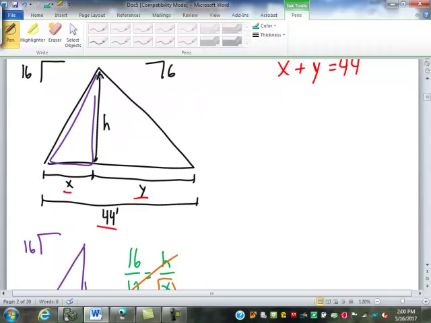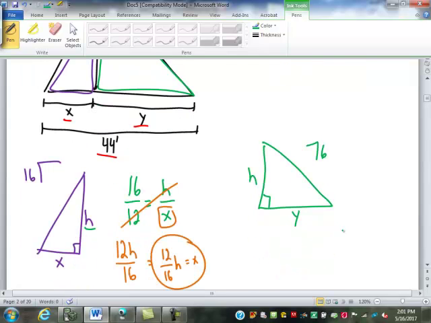I can do the same thing on this other side here. This is still h, and this is now y down here, and it's a 6 over 12 slope. So I know that 6 over 12, h is my rise, y is my run. This time I'm going to solve for y. So 12 times h is 12h divided by 6. Well, 12h divided by 6 is just 2h. And that equals y.